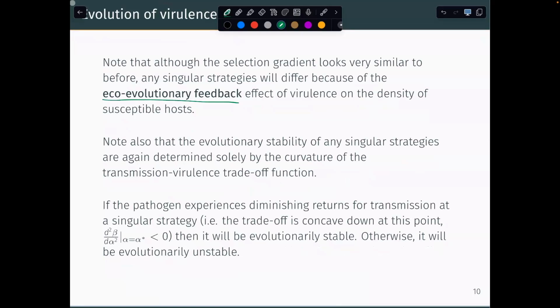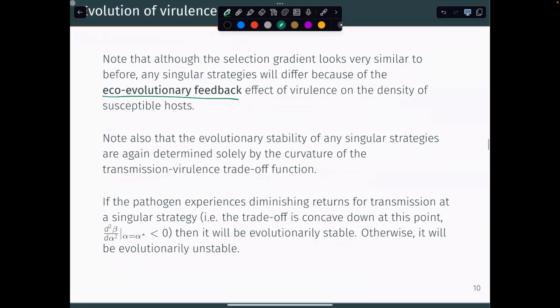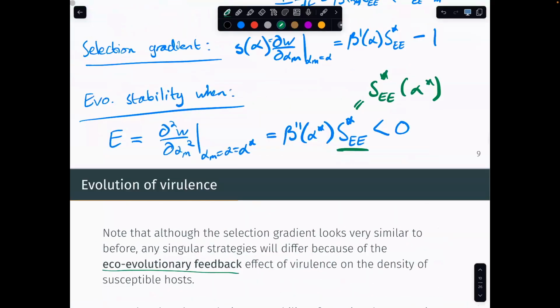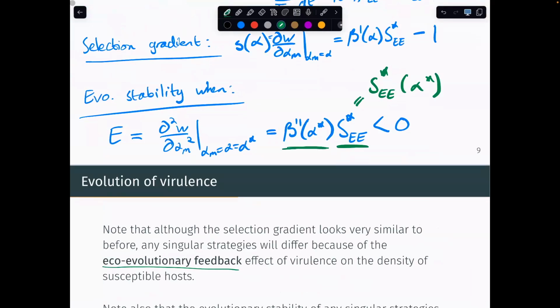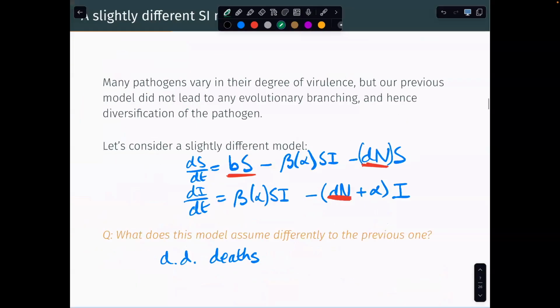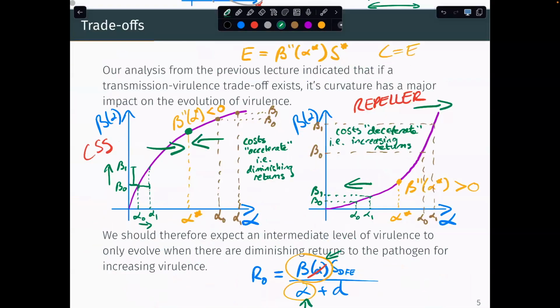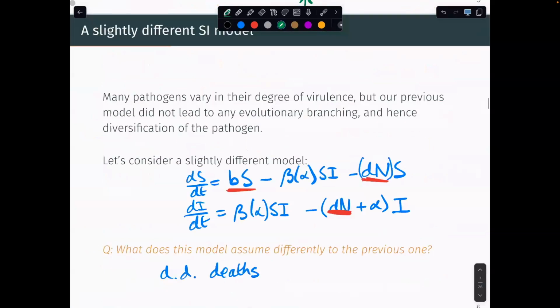Okay, so the model has changed. That also means that the level of virulence changes. Our singular strategy is going to change because it's going to depend on this eco-evolutionary feedback. One other thing to note is that, again, our evolutionary stability is determined solely by the curvature of our transmission virulence trade-off function. So in other words, this S star is always going to be positive. So the curvature of our transmission virulence trade-off, again, is the key. Just like we had back in these graphs up here, the curvature is going to be the key thing to determining our stability, in terms of evolutionary stability, that is.